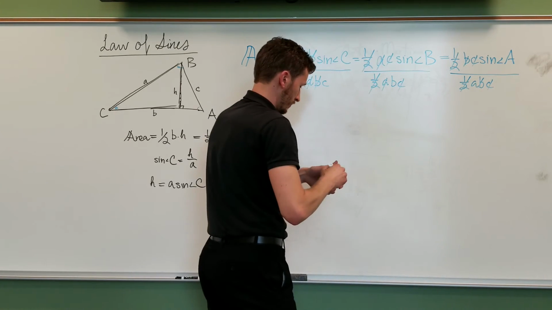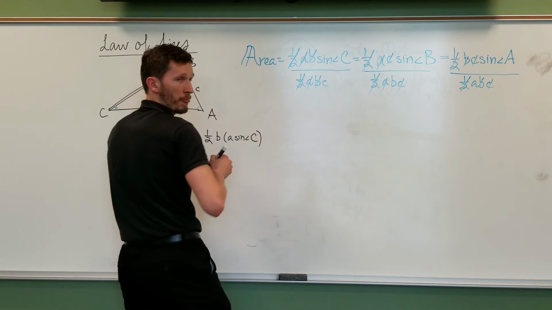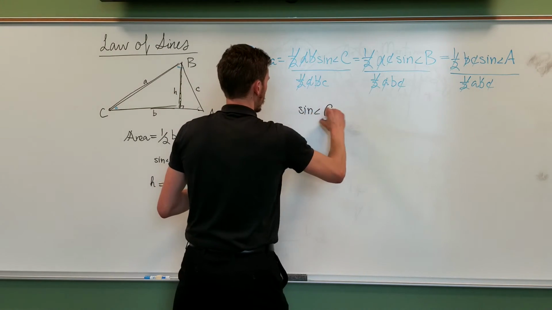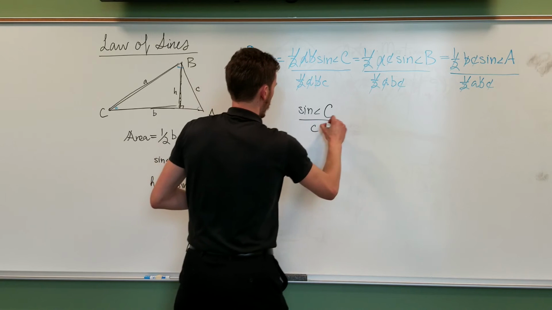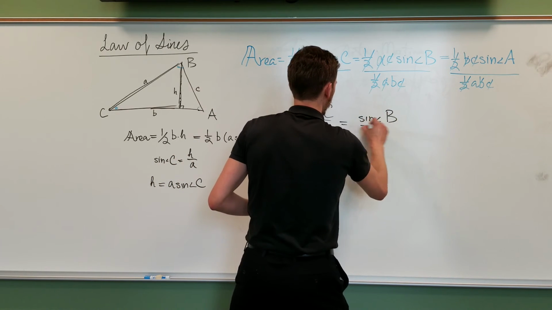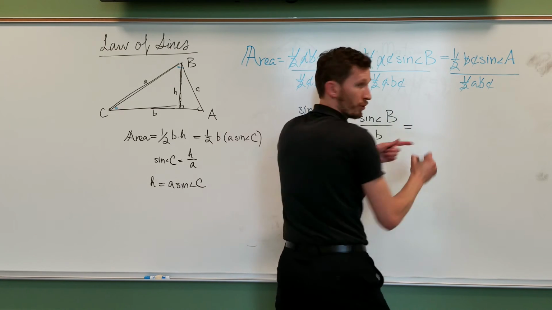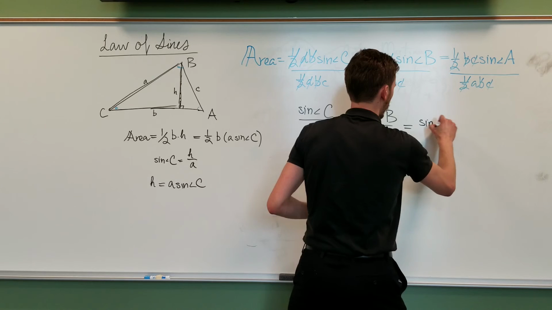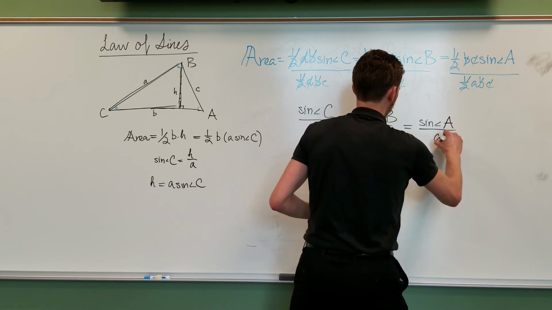So what is left? Let's see. We have sine angle C over C is equal to sine angle B over B. And finally it is equal to sine angle what? Yes, everyone, angle A, sine angle A over A.